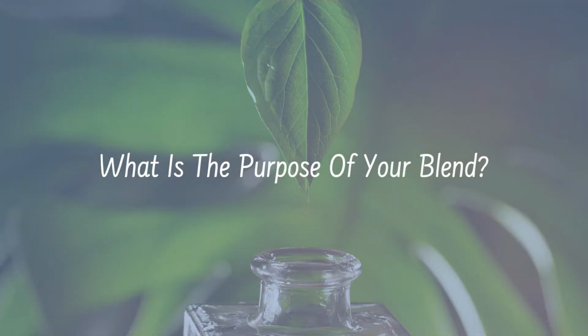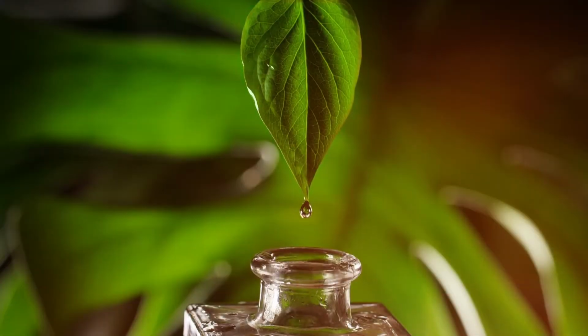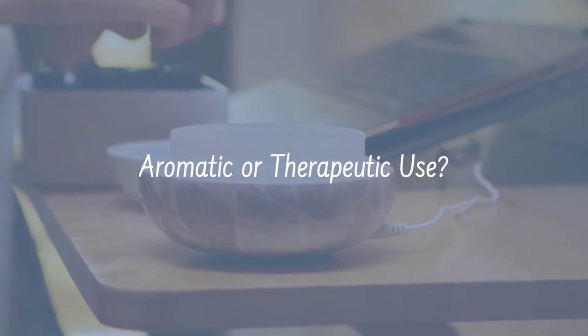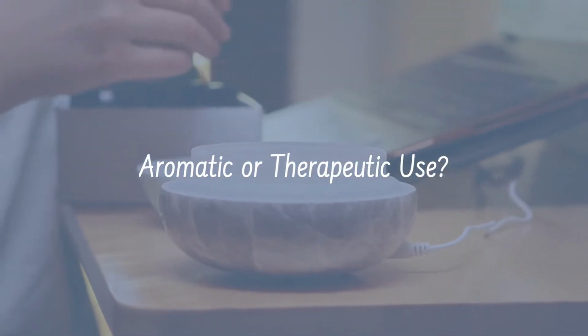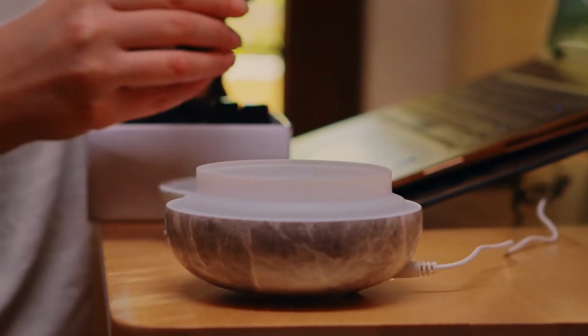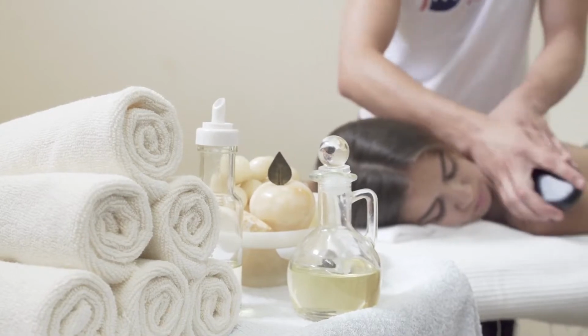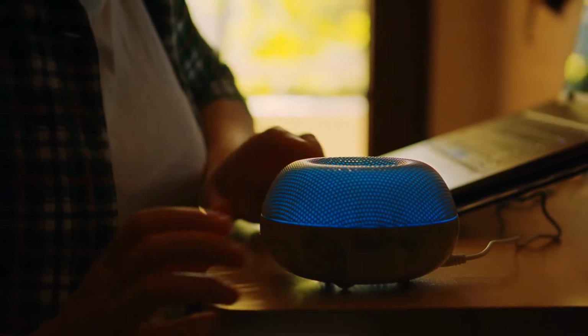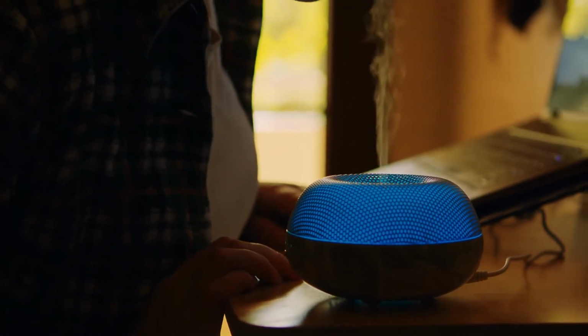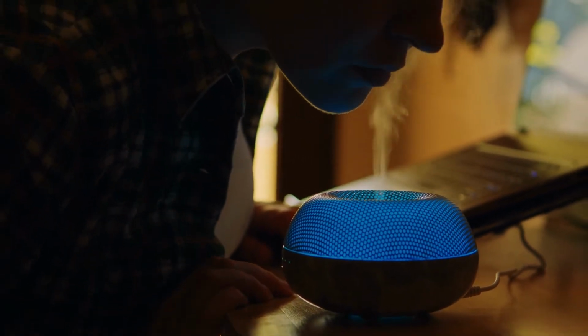This is going to be the first thing you ask yourself, because you're going to want to look at the results that you're hoping to accomplish with the blend that you're going to make. Now, is it for aromatic or therapeutic use? Are you going to be making it maybe to help reduce swelling or alleviate pain? Or is it to help bring a sense of calm for someone who might be suffering from anxiety or stress?